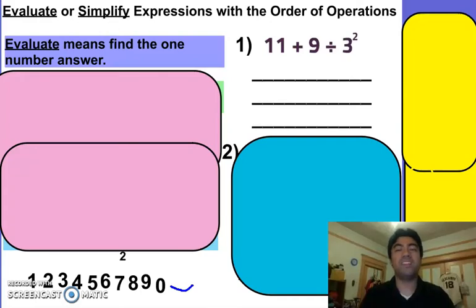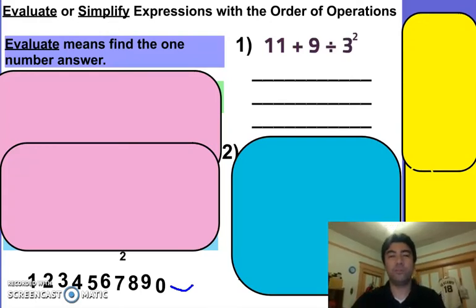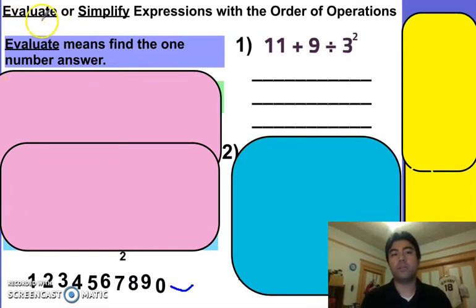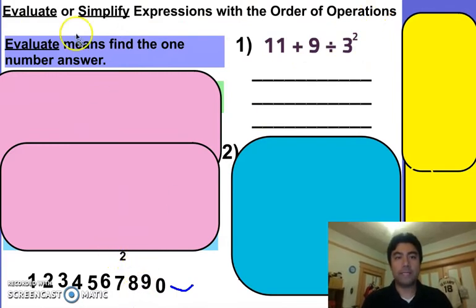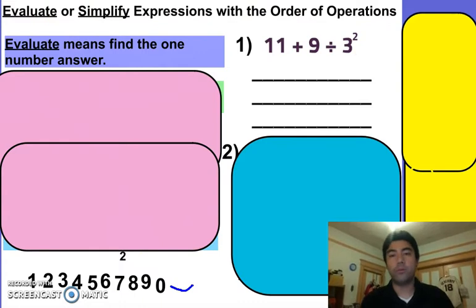Alright everyone, this is the last thing we are going to do for today, the last thing we need to learn. And the goal for this last part is to take expressions like this and evaluate or simplify them using the order of operations. Okay? There are several words that might be confusing, so let's talk about them real quick.